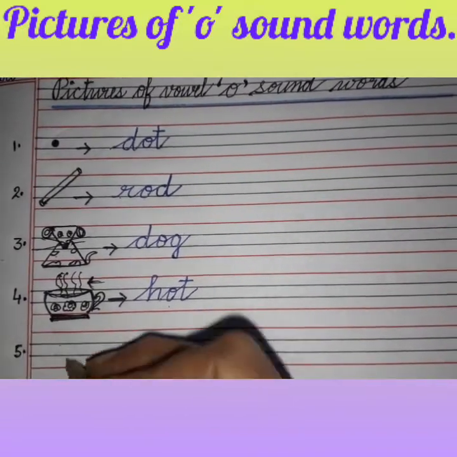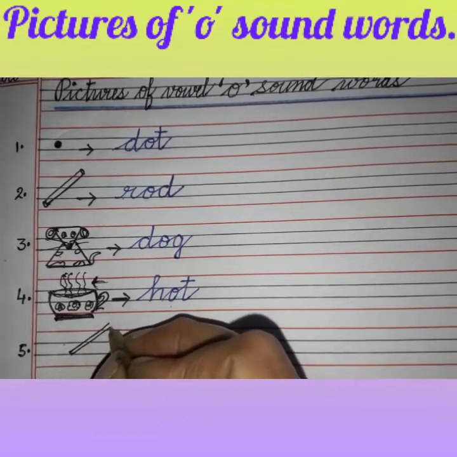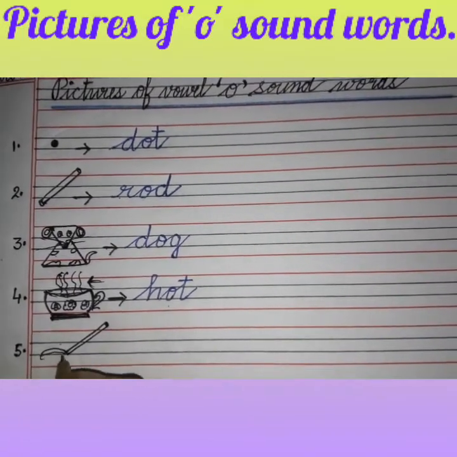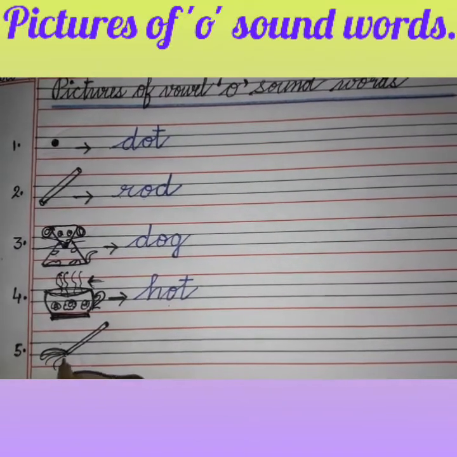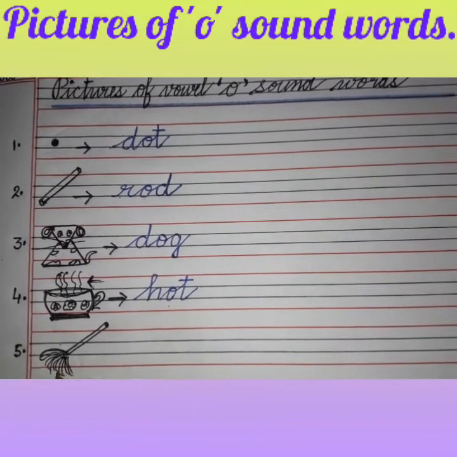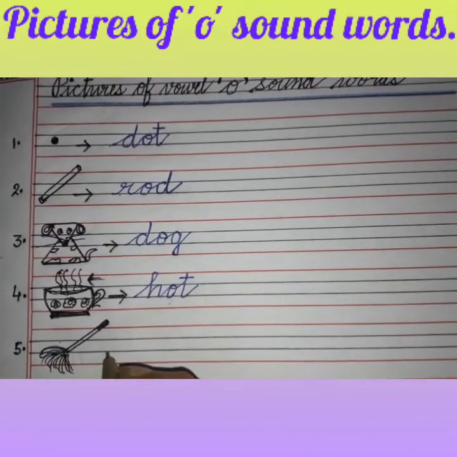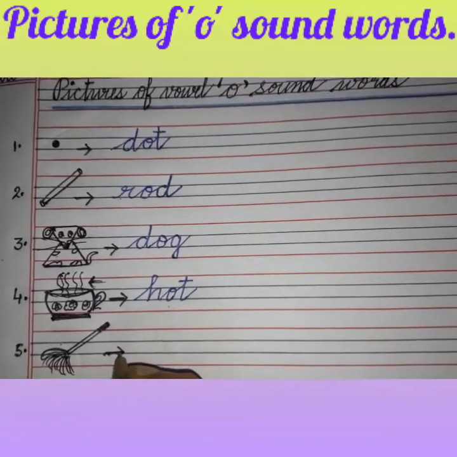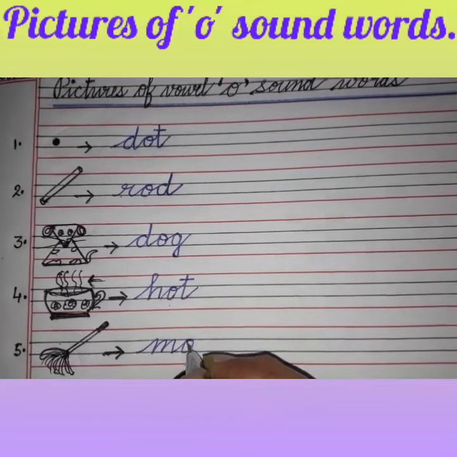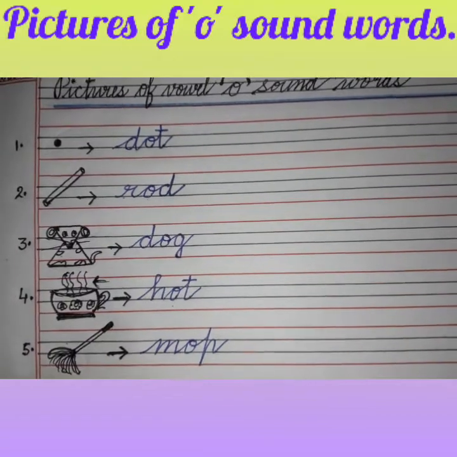Now number 5, draw a rod here. Now you can draw small curves like this. I think you have got that, what I have made here. Yes, this is a mop. Write the spelling of mop. M says ma, O says o, P says pa. Mop. Okay? Write number 6 here.